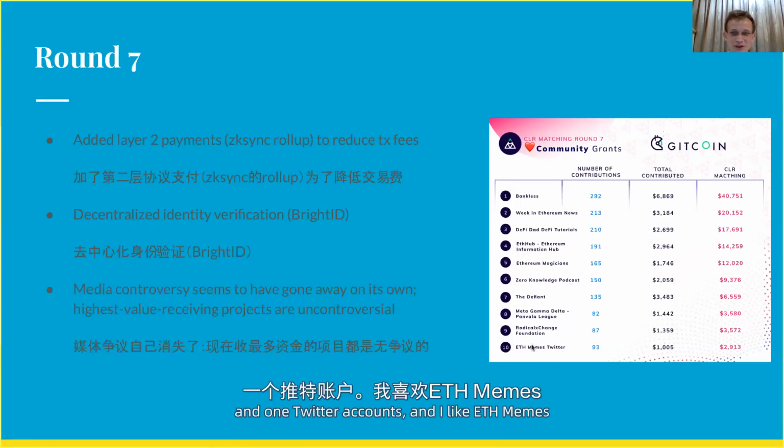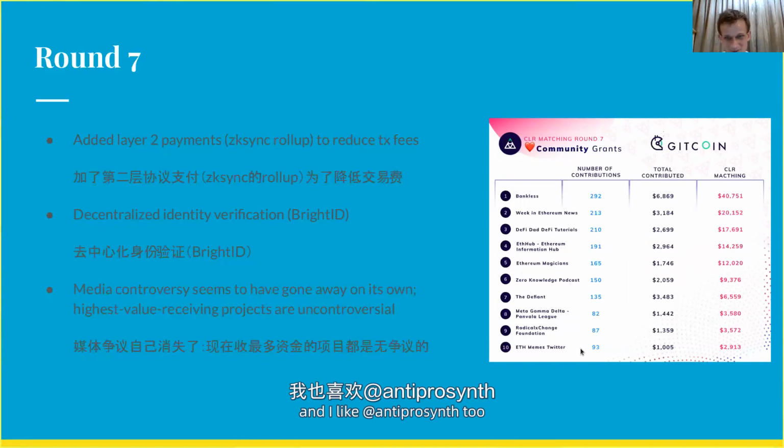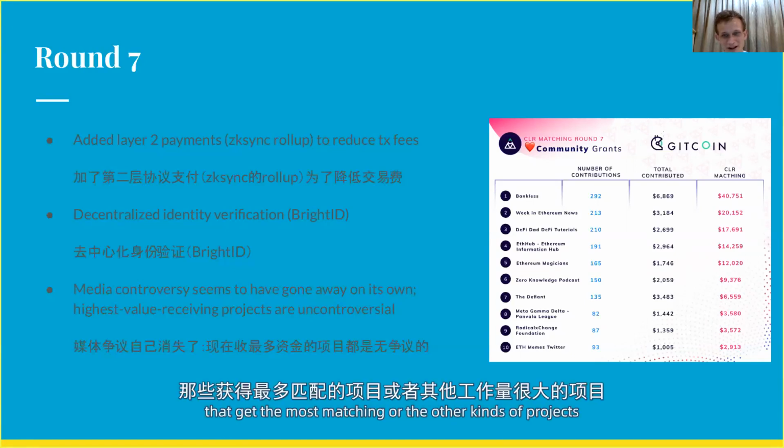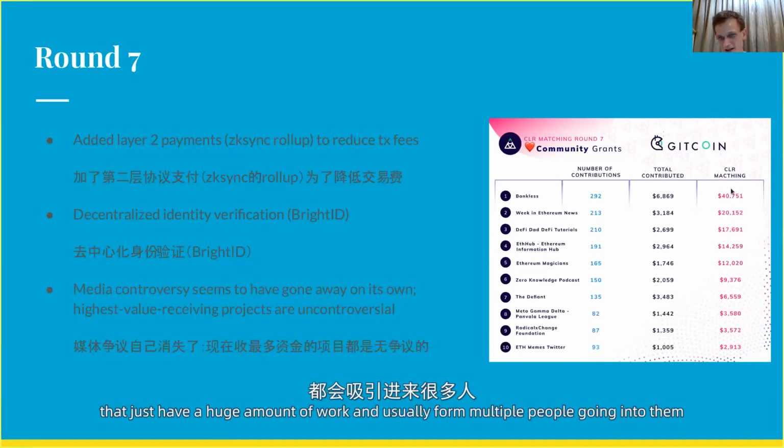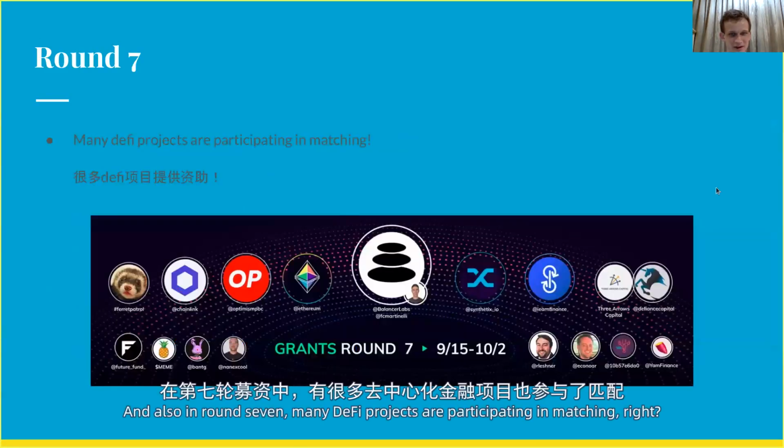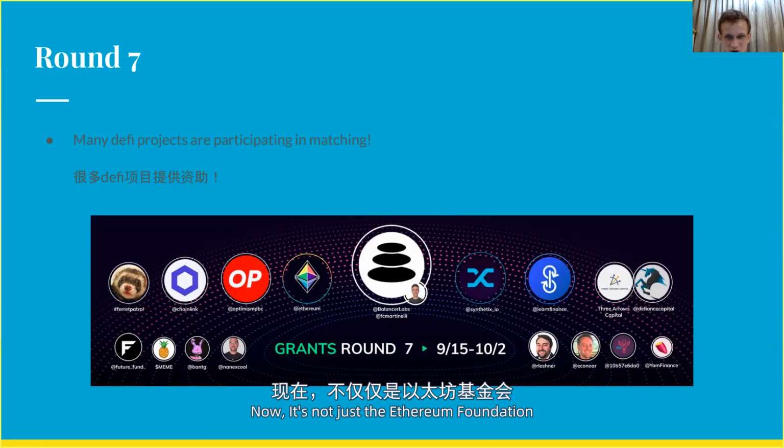So one Twitter account, and I like ETH memes, and I like anti-prosynthesis too, but in general, the kinds of projects that get the most matching are the kinds of projects that just have a huge amount of work, usually from multiple people, going into them. And also in round 7, many DeFi projects are participating in matching. So now it's not just the Ethereum Foundation.